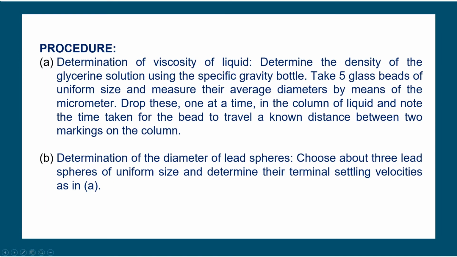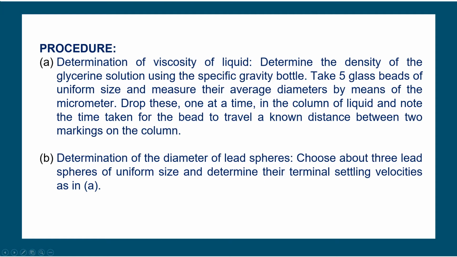The first step is determining the viscosity of the liquid. We will determine the density of the glycerin solution using a specific gravity bottle. We will take 5 glass beads of uniform size and measure their average diameters using a micrometer or Vernier calipers. We will drop these glass beads one at a time in the column of liquid and note down the time taken for the bead to travel a known distance. We have seen the green labels, the top and bottom. How much time it takes to cross 1 meter of length will be noted down. That will be the procedure for the first step.